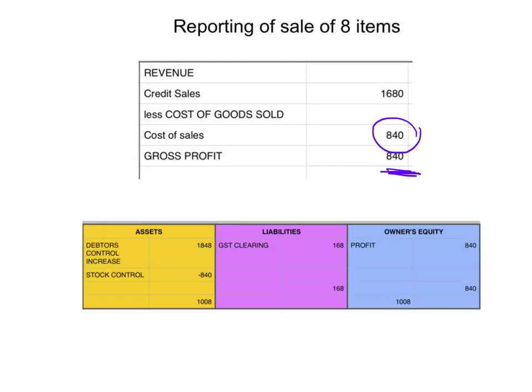In my calculations for my balance sheet, you will see that I actually haven't included the payment of the buying expense. You could still do that, but here I've just shown the effect of the sale. Debtors control increase, stock goes down because I've sold it by the 105 times 8, gives us total assets left of 1,008. GST clearing increases because it's a sale, and the profit, which I've worked out up here, is an increase of 840, and I'm still in balance.